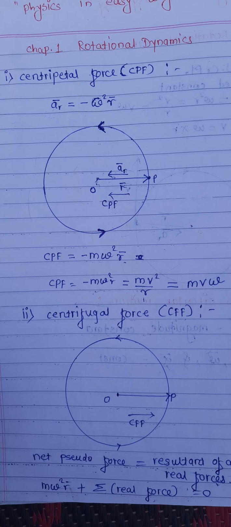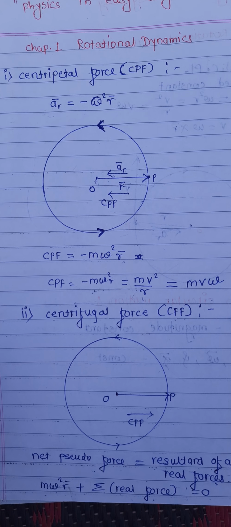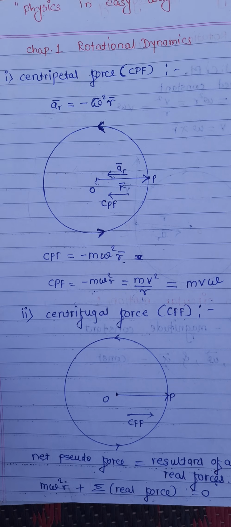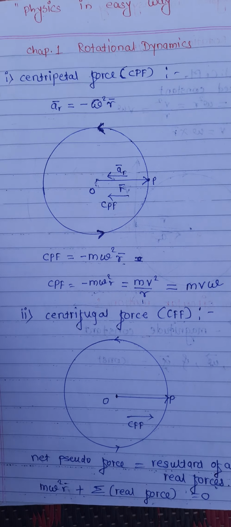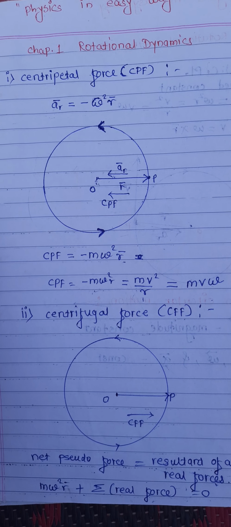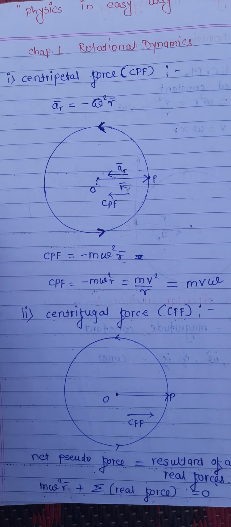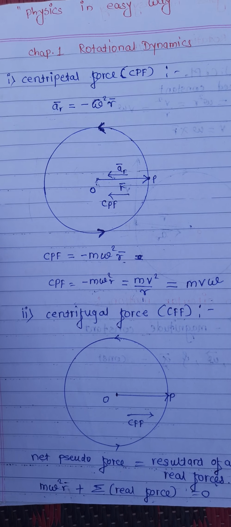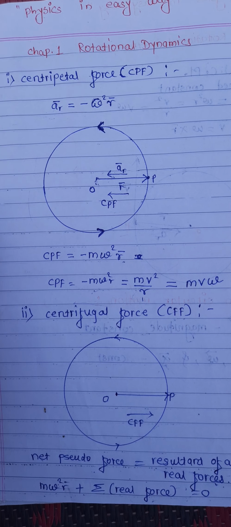The last point is the examples of centripetal and centrifugal force. Examples of centrifugal force are the bulging of the earth at the equator and flattening at the poles. Another is the dryer of the washing machine. Centrifuge machine. In all these examples, there is a necessity of centrifugal force.